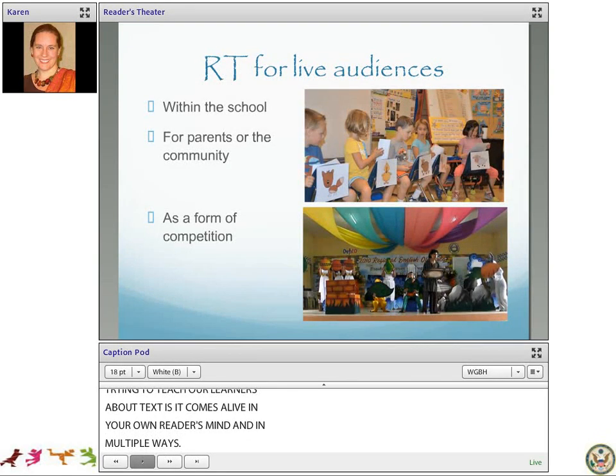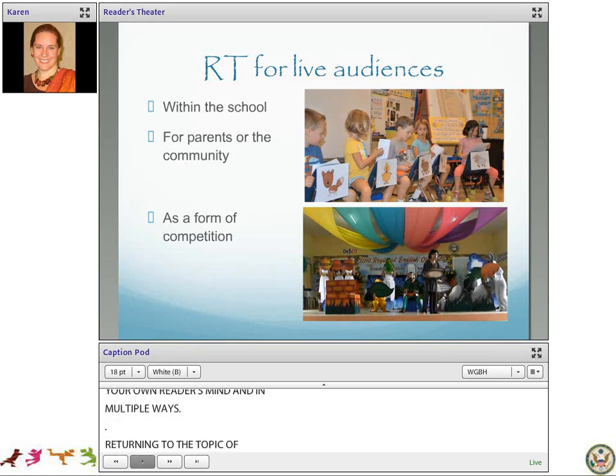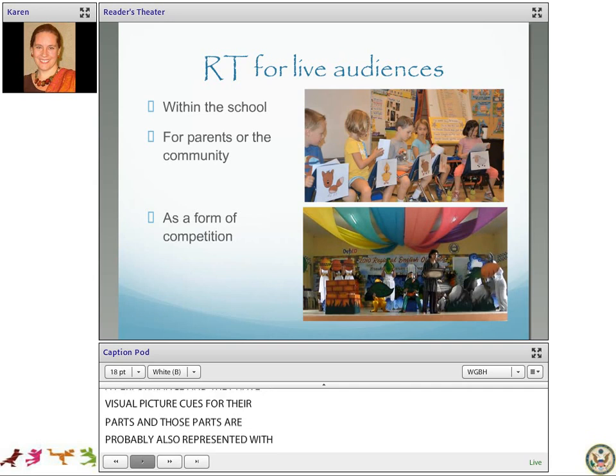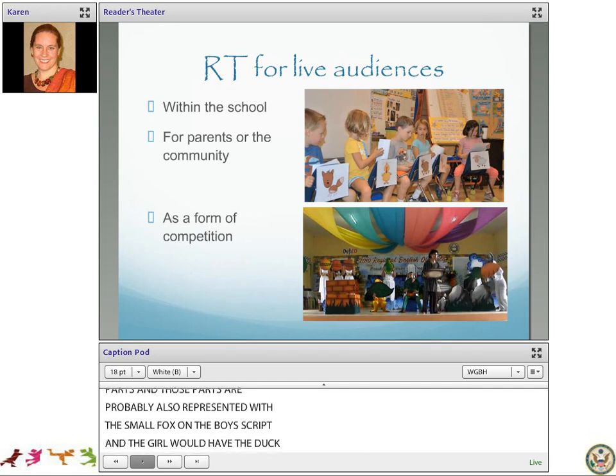Returning to the topic of Reader's Theater for live audiences, these are just some images I thought I'd share with you showing fairly young learners doing Reader's Theater as a performance, and notice how they have visual picture cues for their parts, and then those parts are probably also represented with the small fox up on the boy's script there, and the girl would have the duck and so forth. So there are ways to make the actual script reader-friendly for that age group.